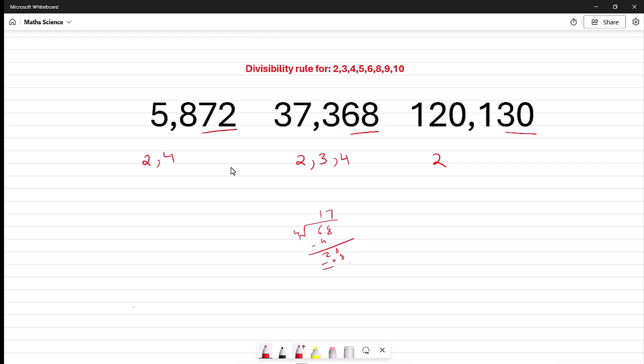So you can just do it in your head as well. Now let's check for 5. So for 5, we just have to check the last digit, and if it's either 0 or 5, then it's divisible by 5. So super easy.